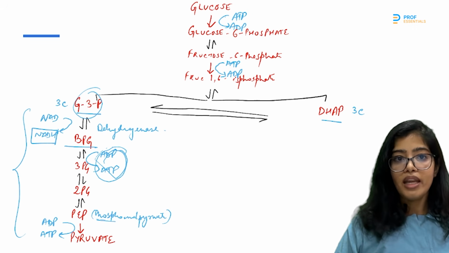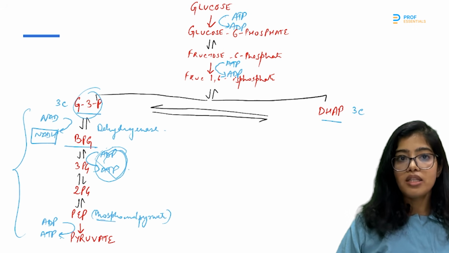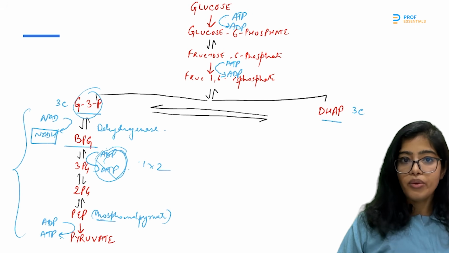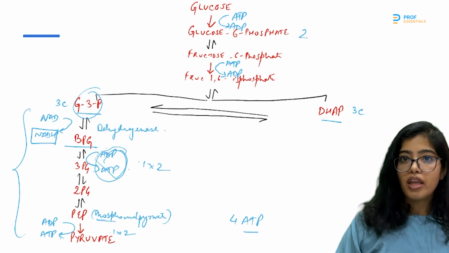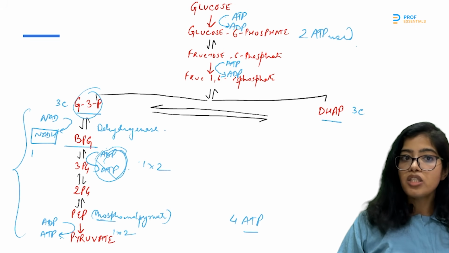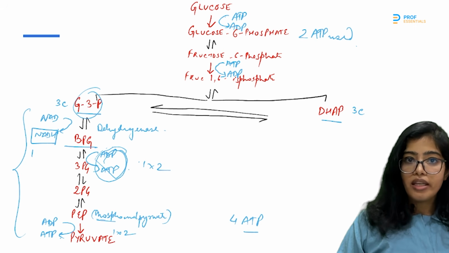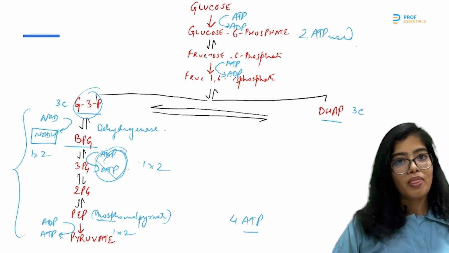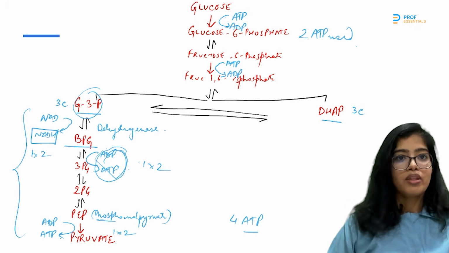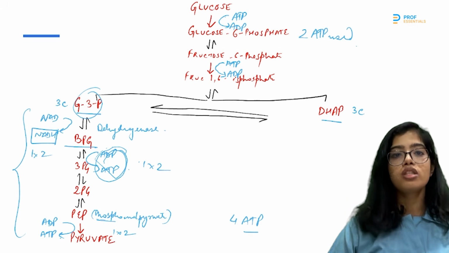So 1 ATP, 2 ATP, then again this DHAP will convert to this, then again 1 ATP, 2 ATP. So total 1 into 2, 1 into 2. So total 4 molecules of ATP are produced. Here 2 molecules of ATP are used. 1 molecule of NADH is formed, and then again DHAP, then 2 molecules of NADH will be formed. Understood? Got it? This whole reaction is so simple to understand.